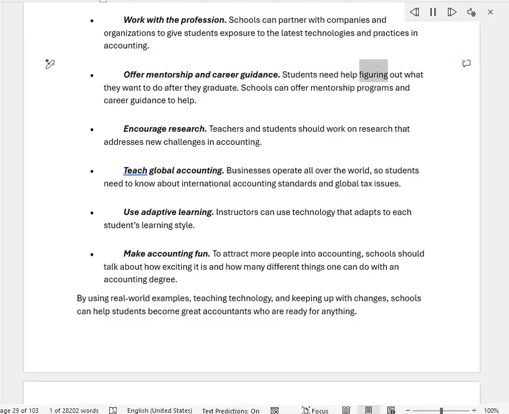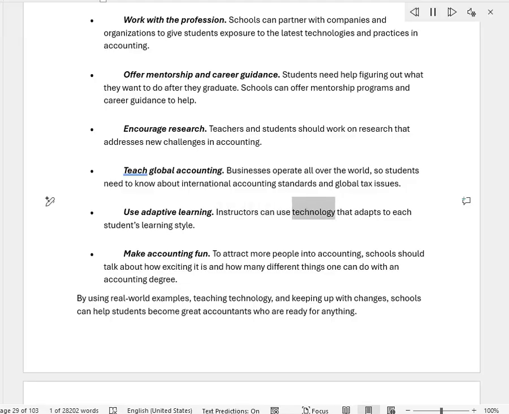Offer mentorship and career guidance. Students need help figuring out what they want to do after they graduate. Schools can offer mentorship programs and career guidance to help. Encourage research. Teachers and students should work on research that addresses new challenges in accounting. Teach global accounting. Businesses operate all over the world, so students need to know about international accounting standards and global tax issues.